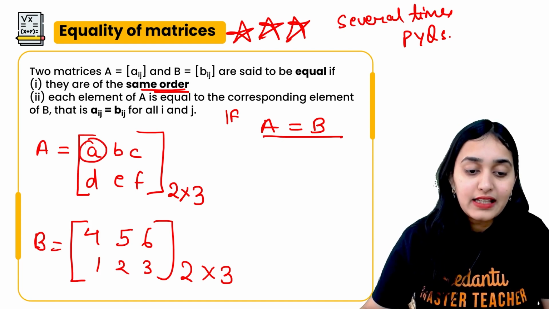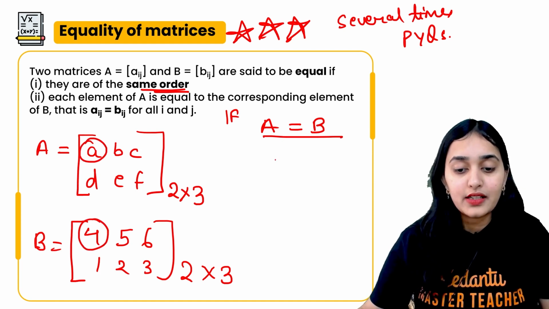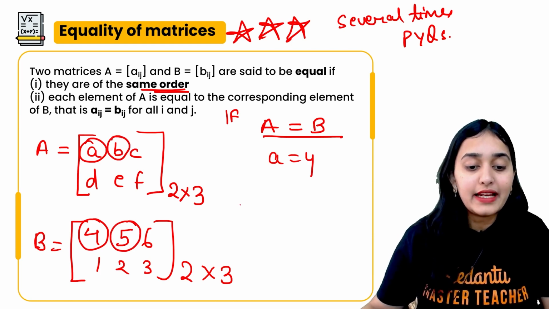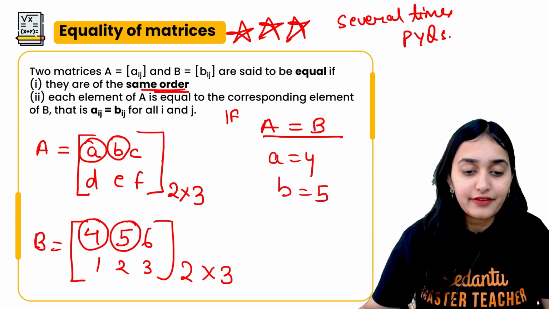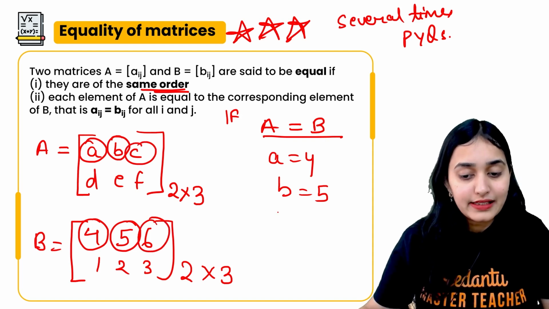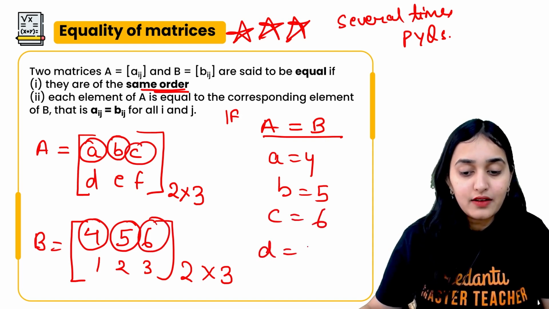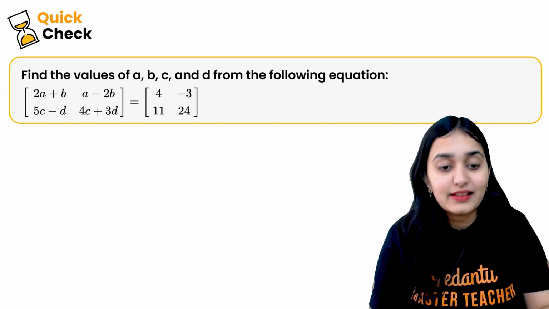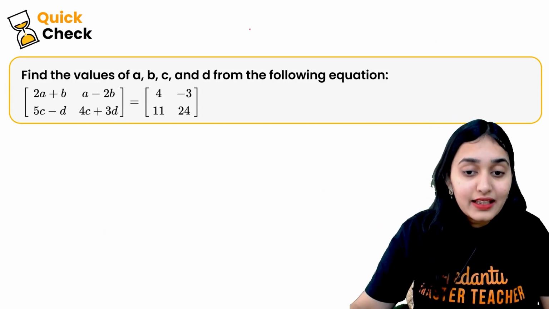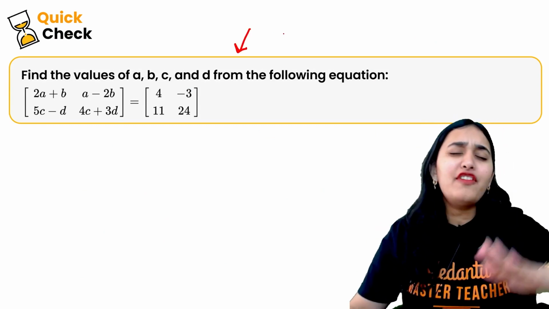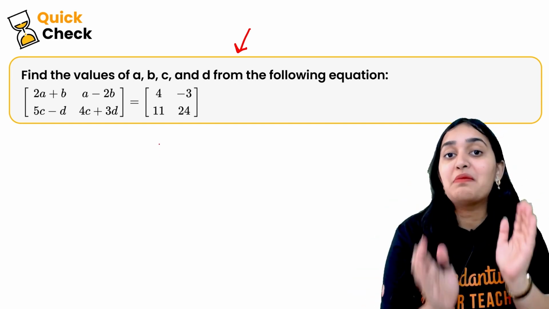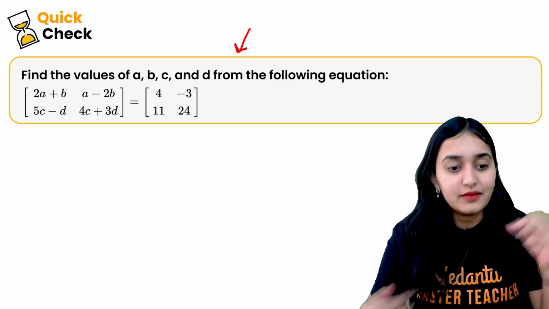then first element will be equal to first element. So A will be equal to 4. Second element will be equal to second element. B will be equal to 5. C will be equal to 6. D will be 1. E will be 2. F will be 3. So this is equality of matrices. What type of question is asked? This type of question is asked every year. So please practice it along with me.